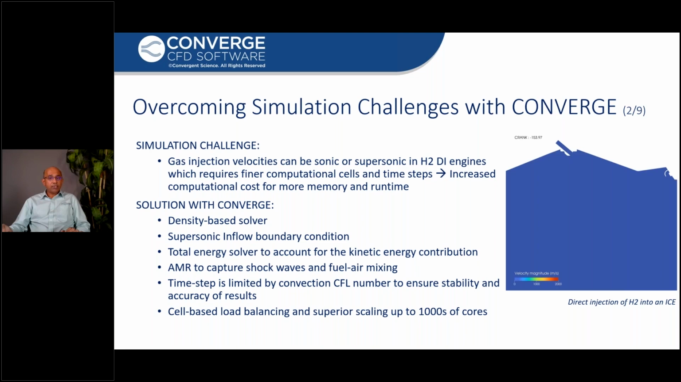This and the ability to run the case on a large number of processes is helping to reduce memory and runtime. The video shows the direct injection of hydrogen from one of our example cases available to all of our users.